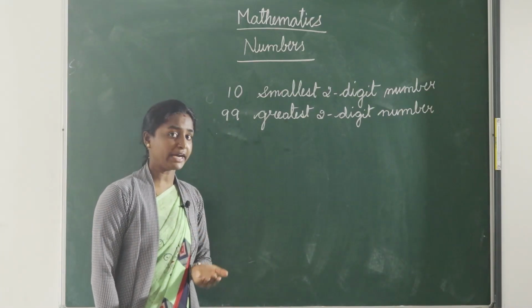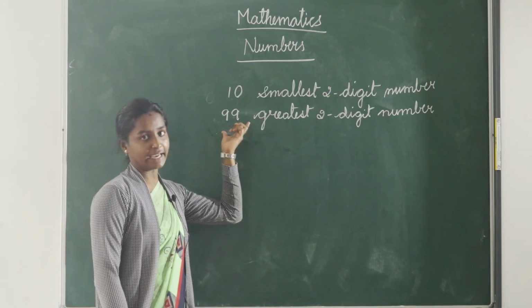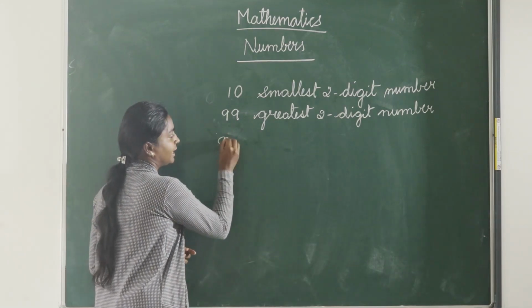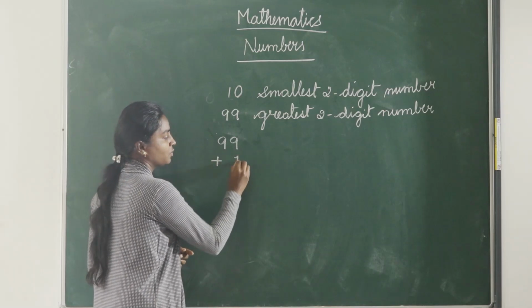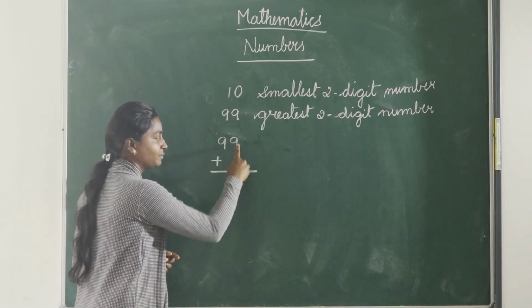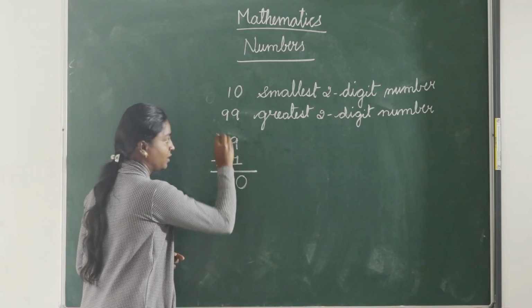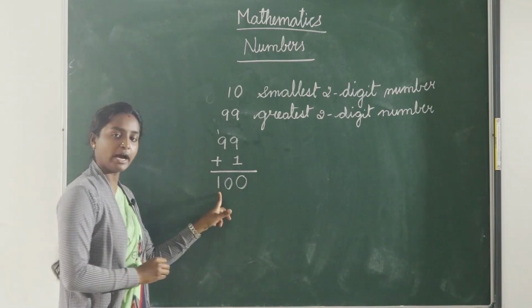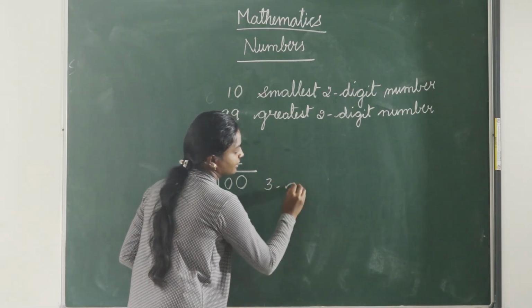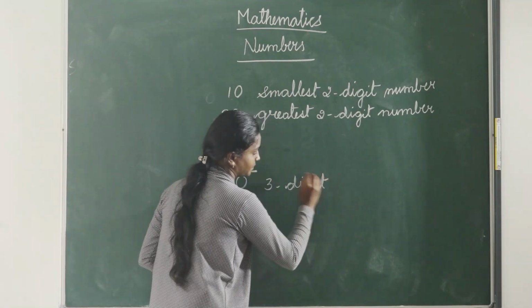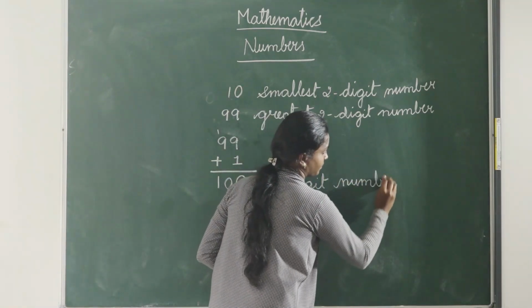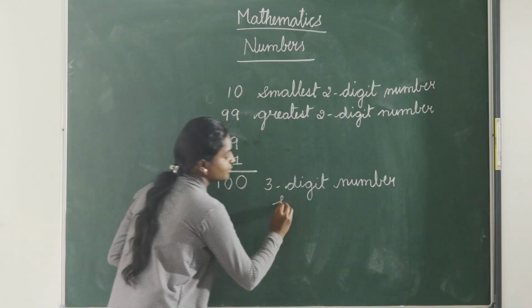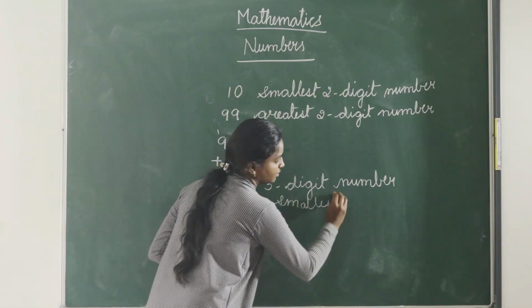If we add, you already know addition. So if you add 1 to 99, you will get 3-digit number. That is, if we add 99 plus 1, that is 9 plus 1, 10, 0 and 1 will be carry, 1 plus 9 is 10. So 100 is the 3-digit number, and it is the smallest 3-digit number.